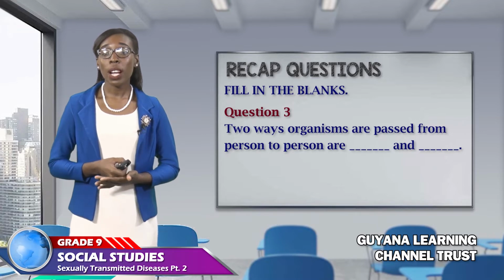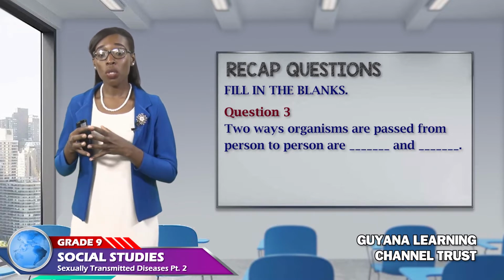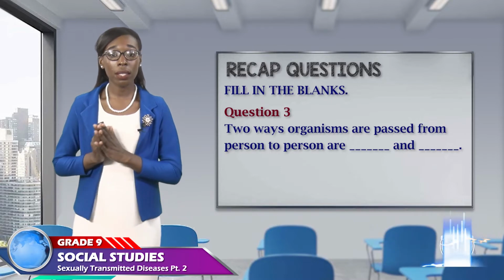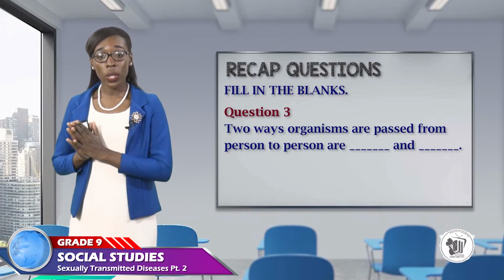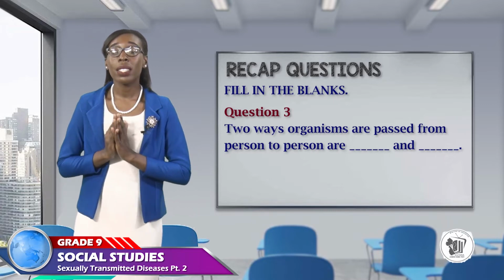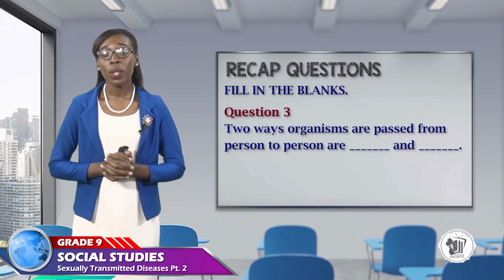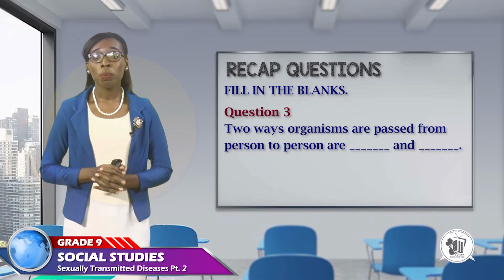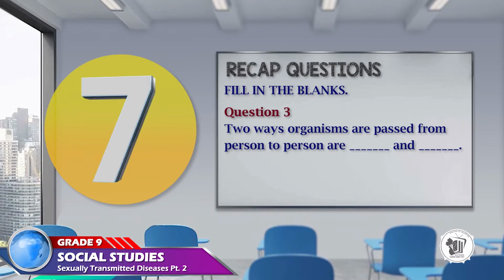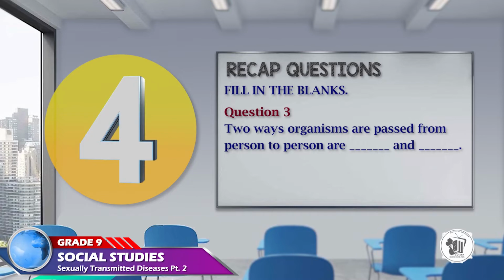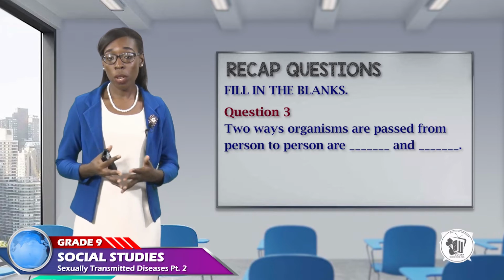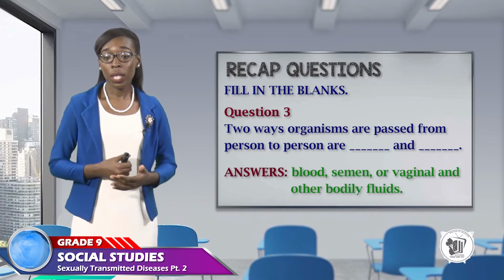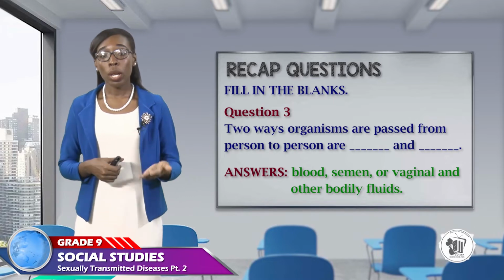Our third question. 2 ways organisms are passed from one person to another person are blank and blank. So think about it. We did mention it in our previous lesson. All right, if you mentioned 2 of any of these possible options, you are correct. In blood, semen, or vaginal fluids, or bodily fluids.